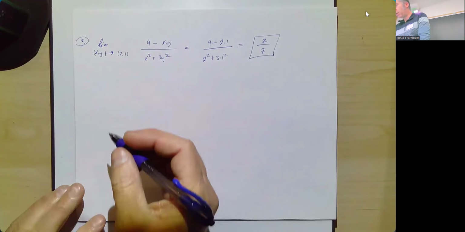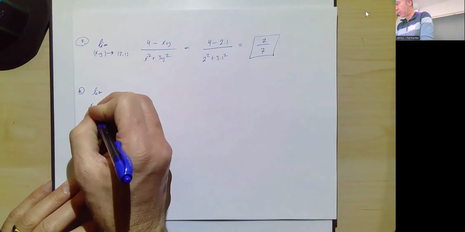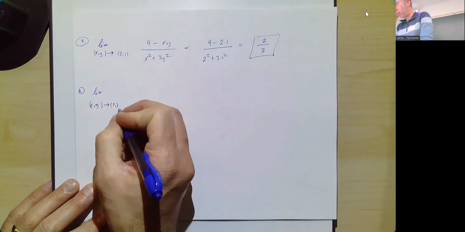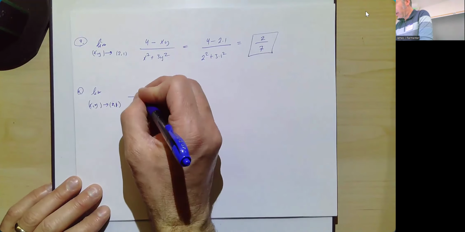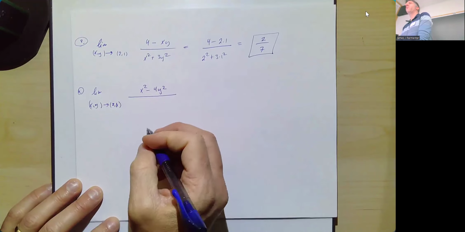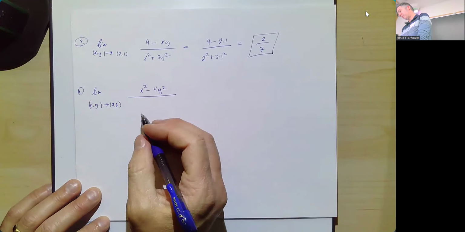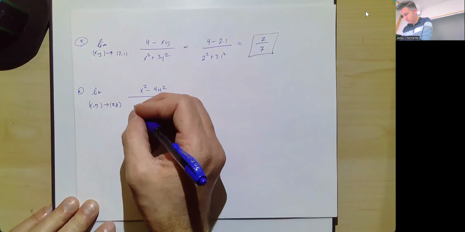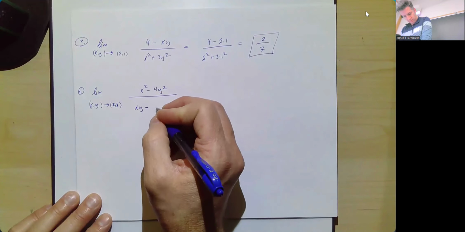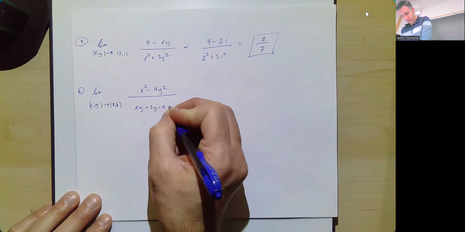Okay, let's look at a different example. Let's say I have, again, the limit as x, y approaches 2 comma 1. And now it's going to be, sure, x squared minus 4y squared over, sorry, I'm trying to think of something clever here. Sure, that's clever. xy minus 2y minus x plus 2.